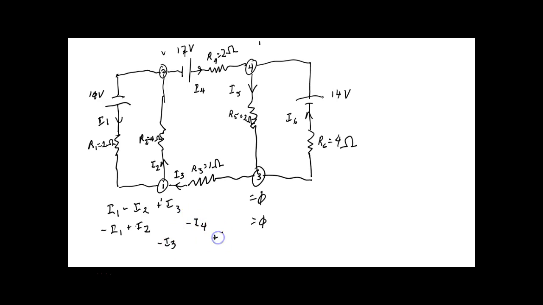Plus I5 minus I6, it's leaving 3, minus I6 is equal to 0. And then at junction 4, I hardly have room for it here, but let's try it. I4 is coming in, I5 is going out, and I6 is coming in. And that's equal to 0.